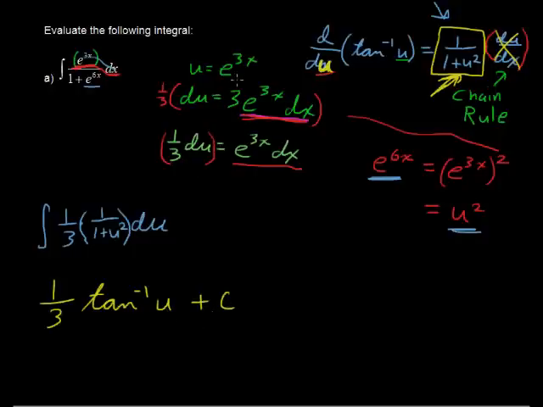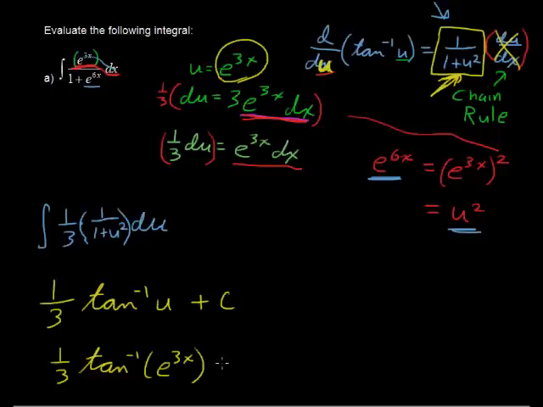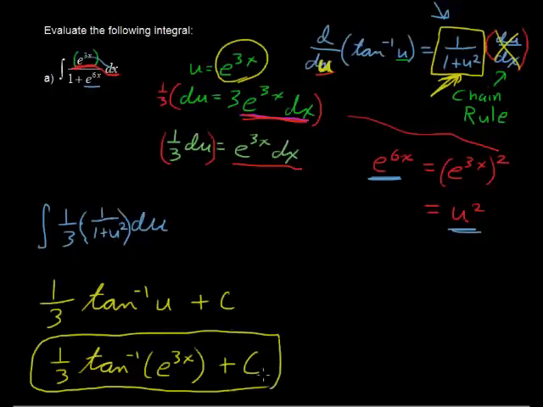But the u, don't forget this last step. U is e to the 3x. So in the end, we have 1/3 inverse tangent of e to the 3x plus c. And that's our answer to that original integral that we had up here.